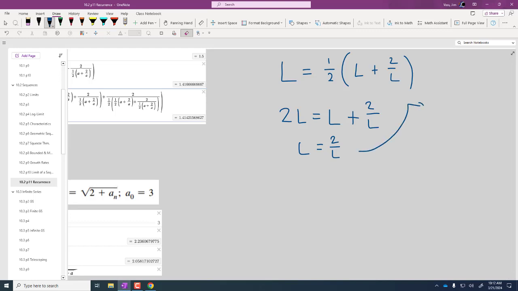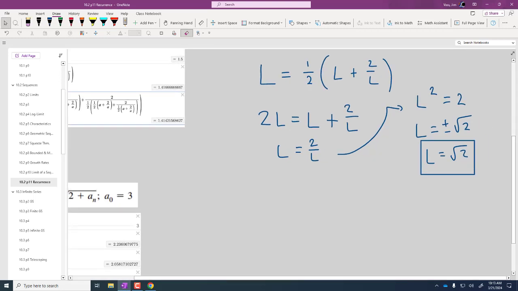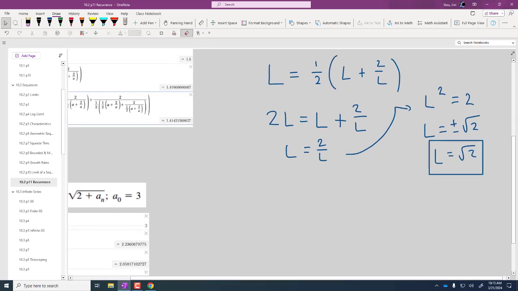Let's come up over here. That's going to give us L squared equals 2. Take the square root. We get plus or minus root 2. All these terms are positive. So there is no chance for a negative. So that means the limit must be positive if it does exist. And that is the limit. So if we have a recursive sequence that converges, we can use this algebraic trick to find the limit. So pretty clever.